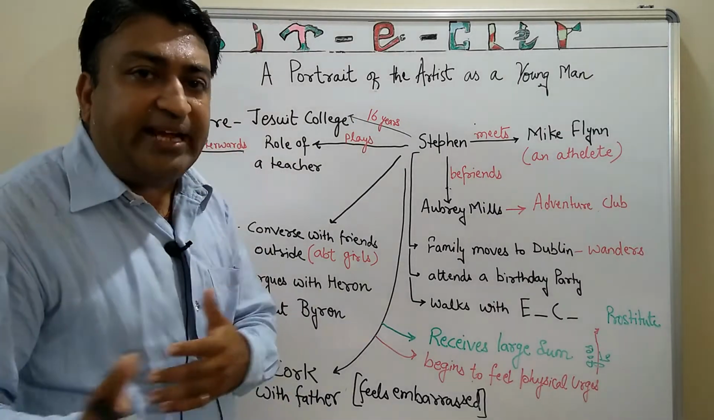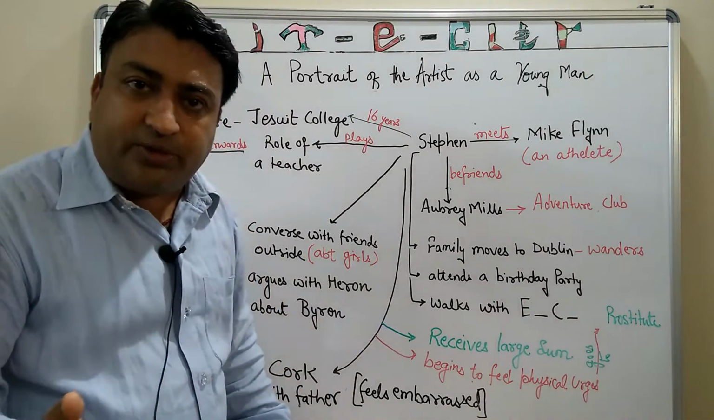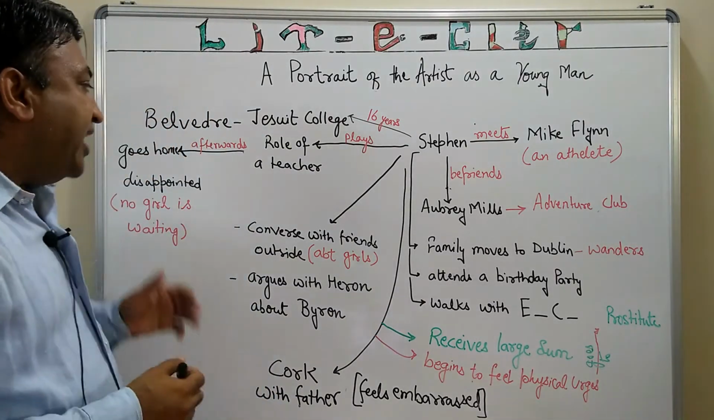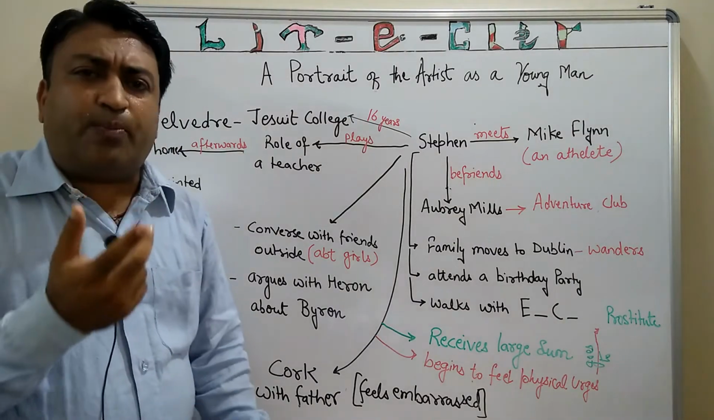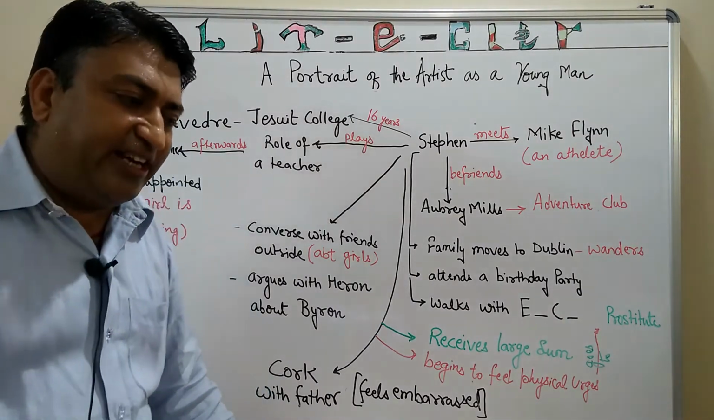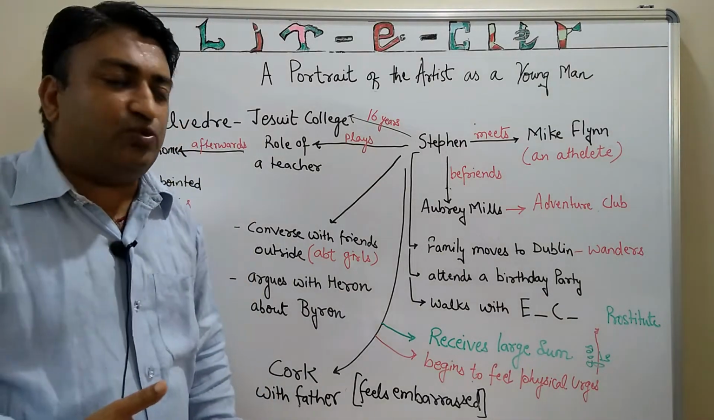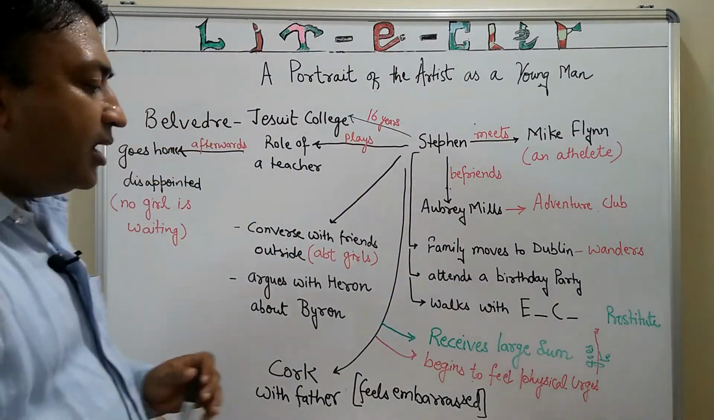Then he is summoned back to the stage, and he performs his role very easily without any hitch. And then when he is going back home, he is disappointed because there is no girl waiting for him as he expected, that maybe his father is waiting along with this girl EC.